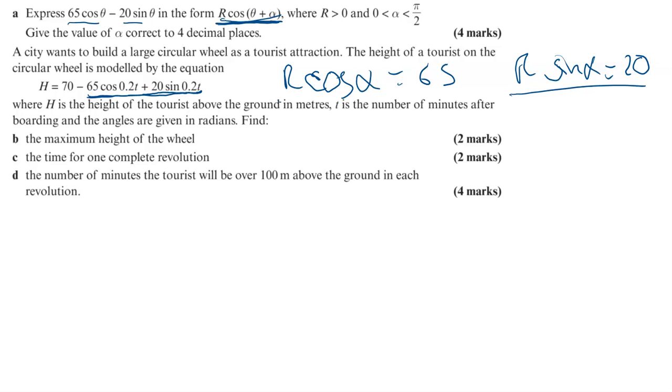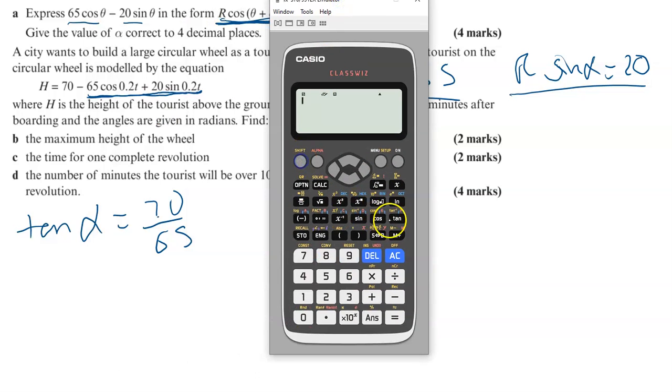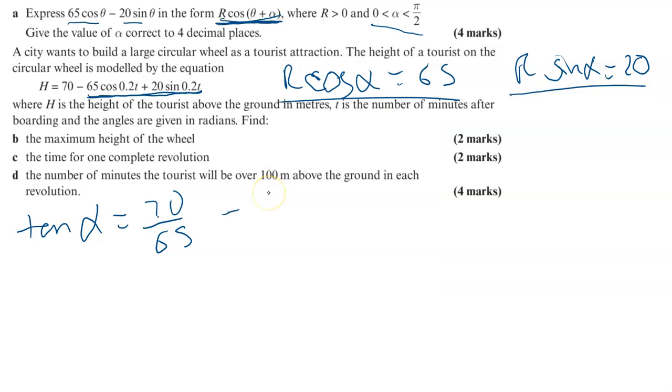If we do this equation divided by this one, the r's will cancel, and we'll get that tan of alpha equals 20 over 65. We're in radians because it's told us pi over 2, so make sure our calculator's in radians. And yes, we're in radians, that's good. Shift tan of 20 over 65 is giving us 0.2985. Whoops, that's not a 5. There we go. That's a 9. Apologies for my terrible handwriting.